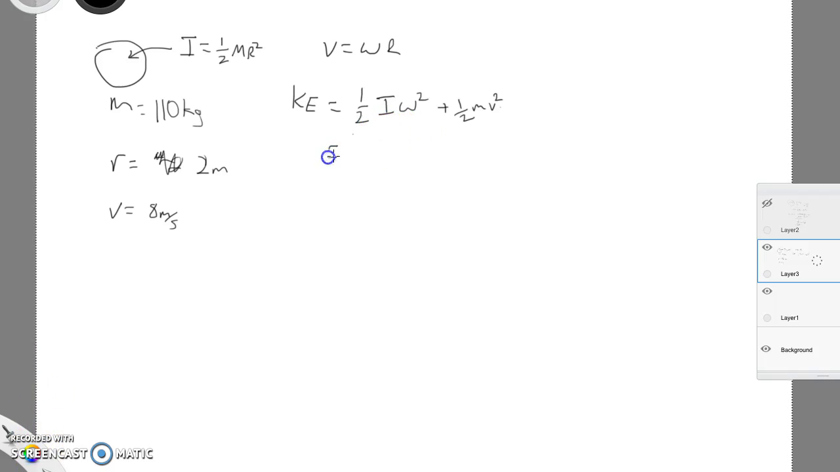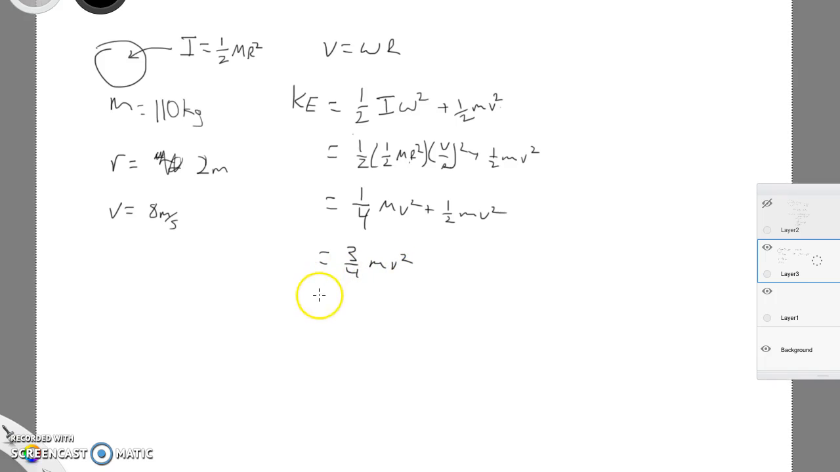Okay, so total kinetic energy would be the sum of the rotational kinetic energy plus the translational kinetic energy. Moment of inertia is 1/2 mr squared for a hollow sphere, times (V over r) squared, plus 1/2 mv squared. This will all simplify here to 1/4 mv squared plus 1/2 mv squared, giving us 3/4 mv squared, which is 3/4 times 110 kilograms times 8 meters per second squared. So that would mean that this ball has 5,280 joules of kinetic energy.